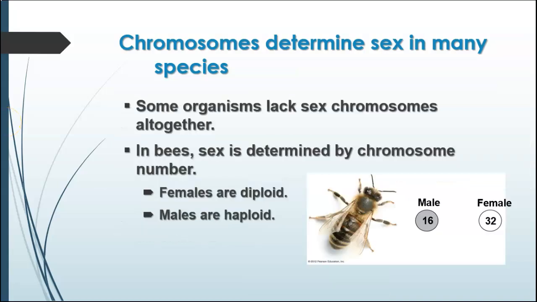There are some organisms that don't even have sex chromosomes. In bees, the sex is determined by the chromosome number. Females are diploid, males are haploid. Okay, and so you end up with different chromosome numbers, and that determines whether you're male or female.